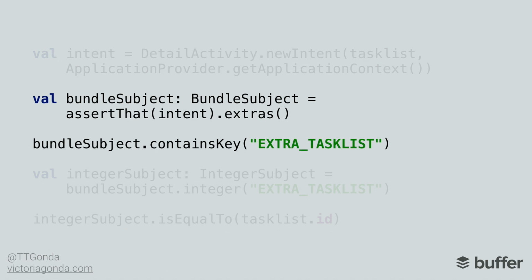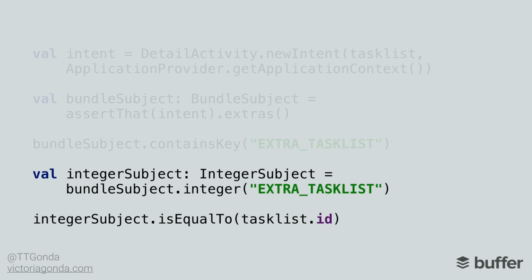By using assert that intent.extras, we're able to get a bundle subject to perform verifications on. Here we're looking that it contains the key extra task list. Sure, this could be chained together instead of assigning this to a variable, but I have it written this way so that you can see the type explicitly. To keep building on that, we can use the key to get for that integer extra to get an integer subject. We can then use it to verify that the value is equal to the task list ID as we expect.